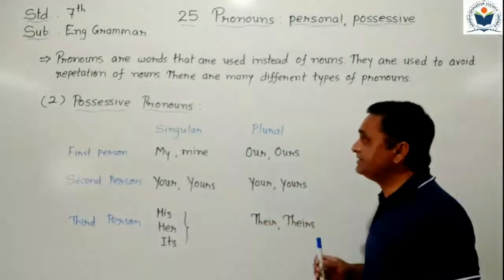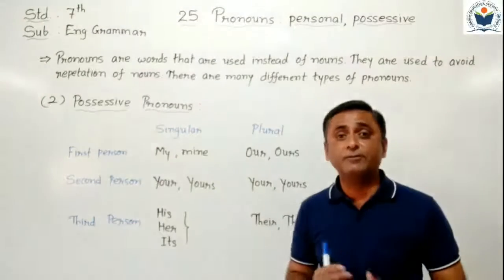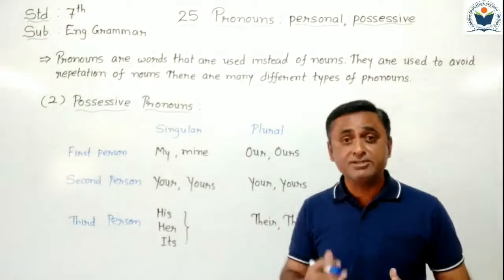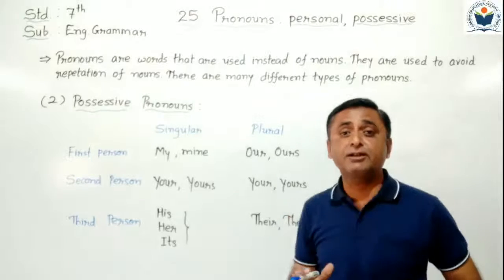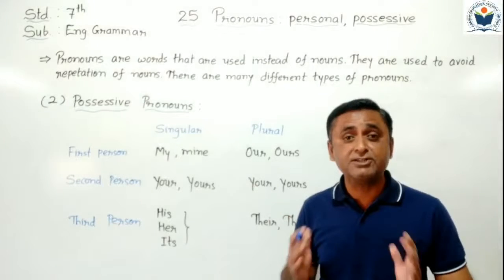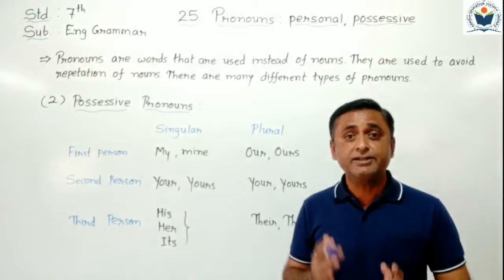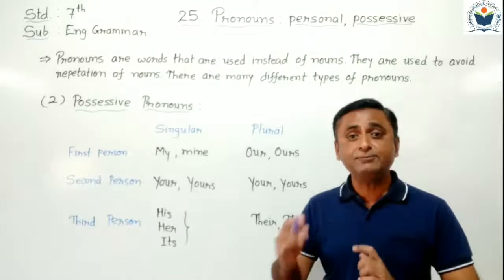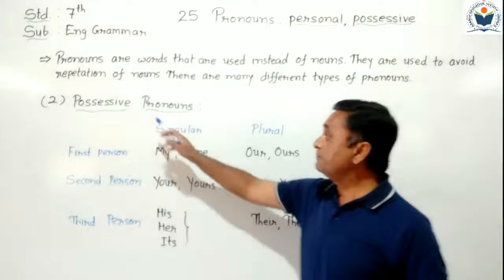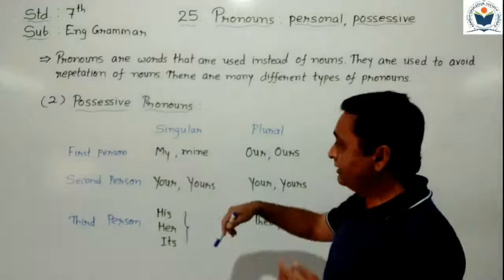Possessive pronoun. Possession means what? First of all we have to understand that term. Possessive means it shows the possession or ownership of any person or anything. It shows the ownership. That type of pronoun is known as a possessive pronoun. Here I wrote a table.